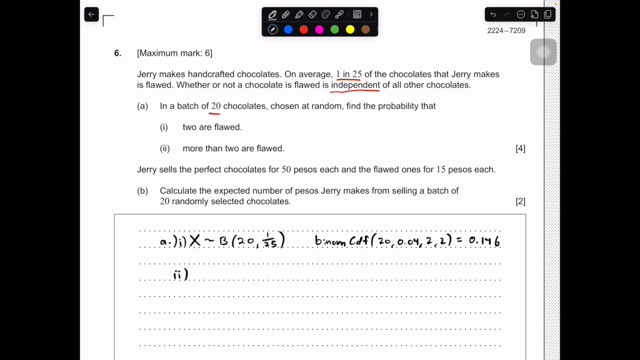In this case, we want to find the probability that more than 2 are flawed. Be careful with binomial. In this case, it's more than 2. So when we're talking about the range of values, we can have 3 flawed, 4 flawed, 5 flawed, but we want more than 2. So 2 is not an acceptable value in this case.